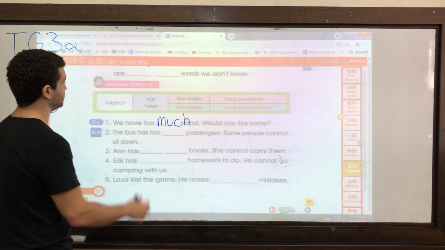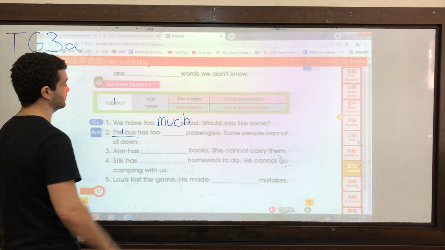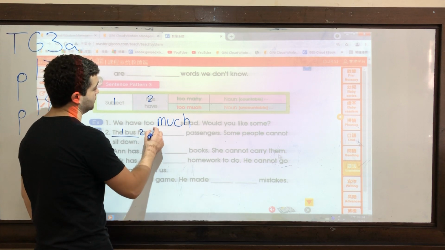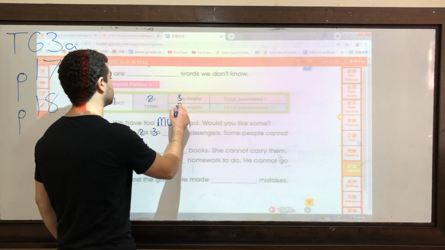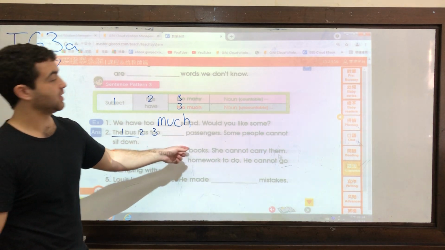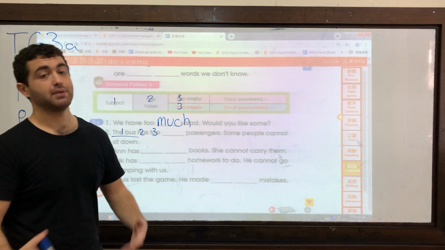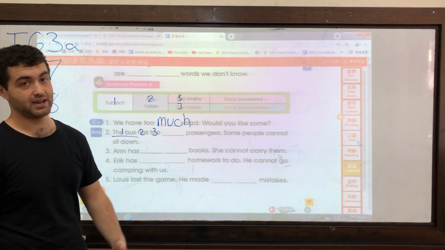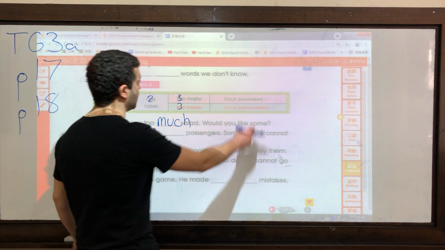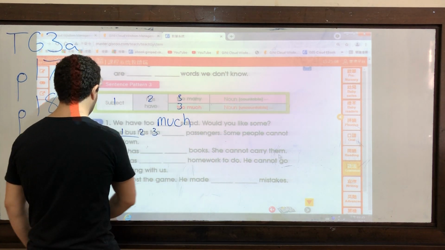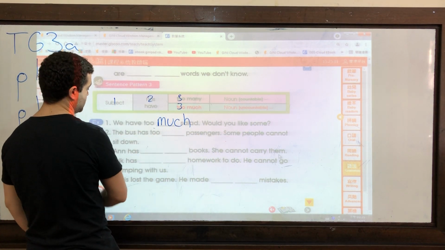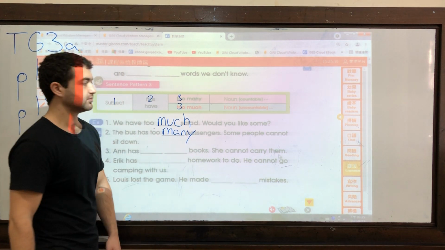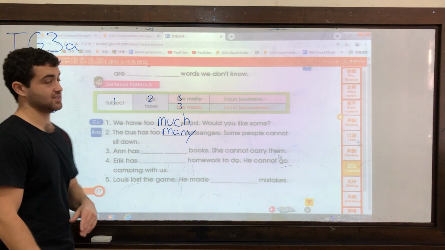The bus has too passengers. Passengers is countable. There can be 5 passengers and 10 passengers. So we know that it is many. The bus has too many passengers. Some people cannot sit down.